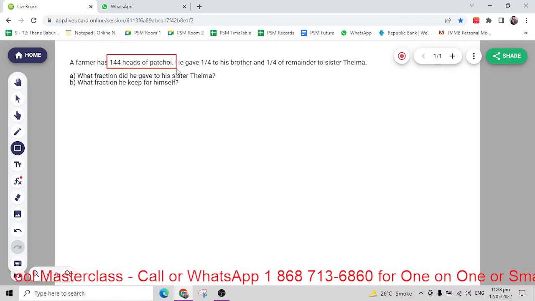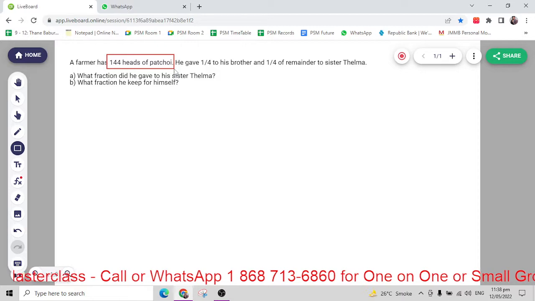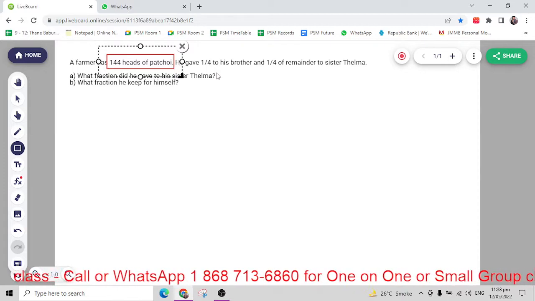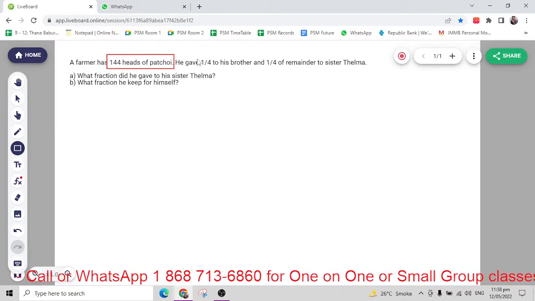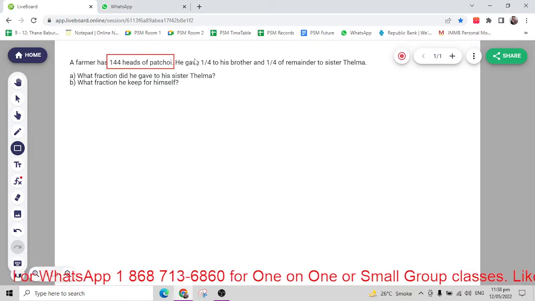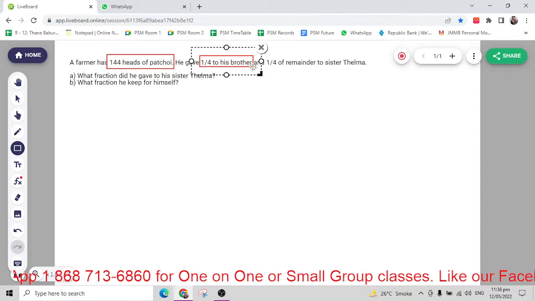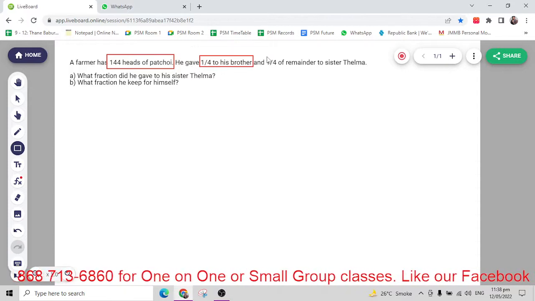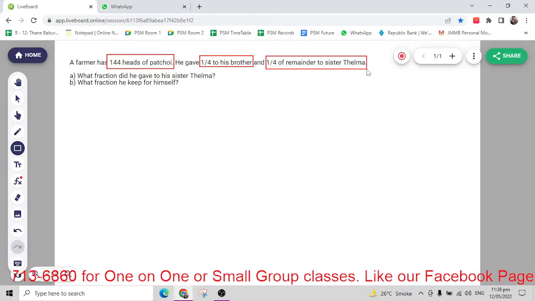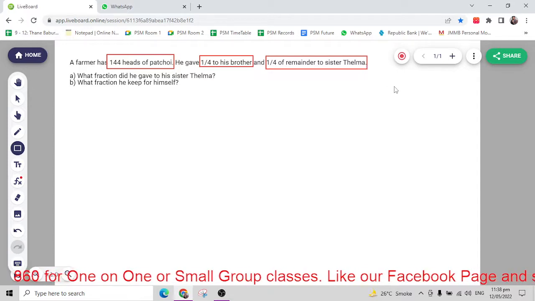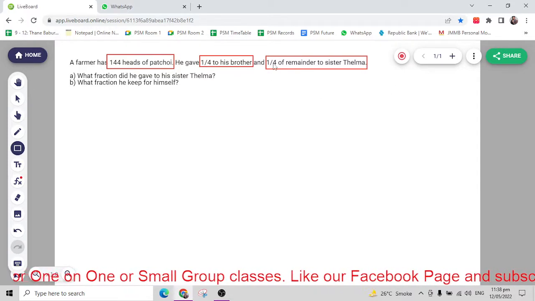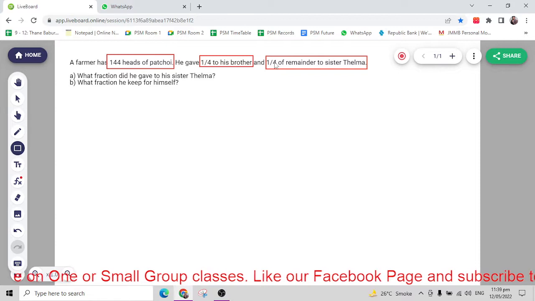So 144 heads of pak choy is important because that's what represents the whole. Okay, we're going to talk about that soon. And he said he gave a quarter to his brother and a quarter of the remainder to his sister Thelma. A quarter of the remainder to his sister Thelma. So that is very, very important information. I put it in red.